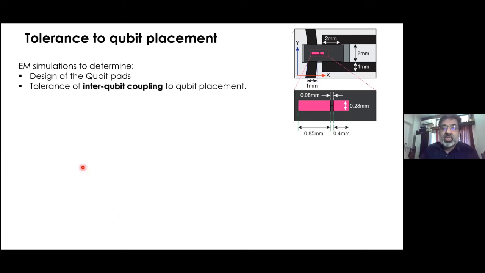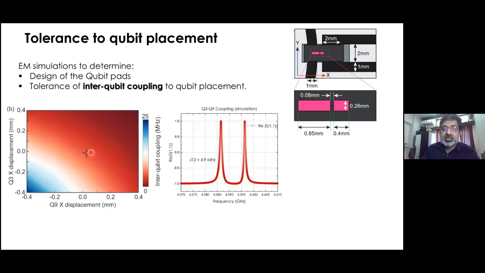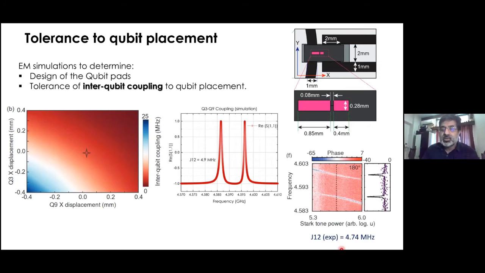We did the same thing for interqubit coupling as well. Now it depends on the positioning of two qubits, in X and Y, and you can see this is the variation. Here it ranges from 0 to 25 megahertz. On the extremes of the variation you can get much larger values, but towards the middle, the variation is not so bad. We had estimated coupling strengths of around 4 to 5 megahertz. Here for the 180-degree position, the simulation showed about 4.9. Experimentally, we measured about 4.74 for this case. So this was also quite reasonable compared to our predictions.